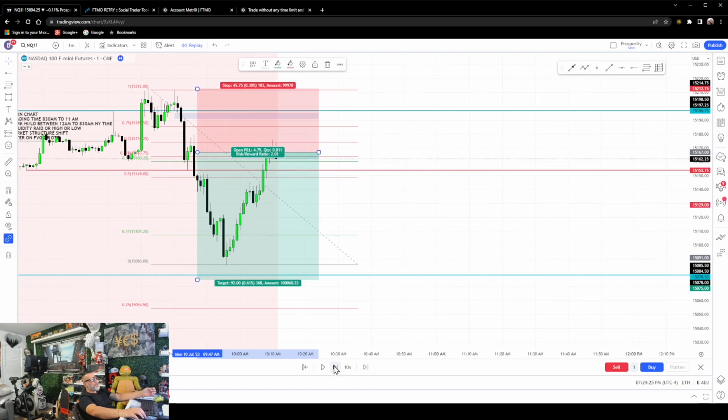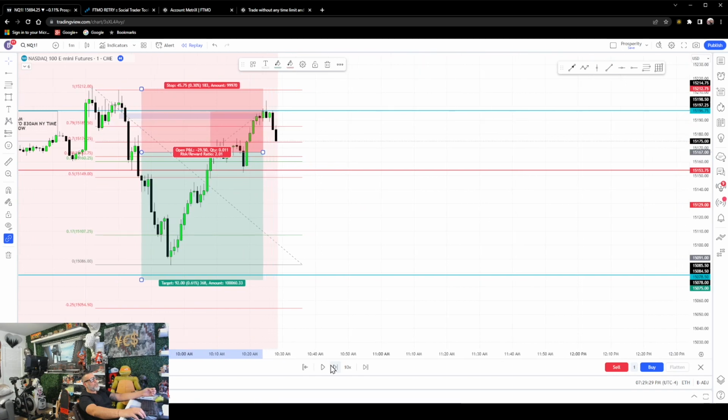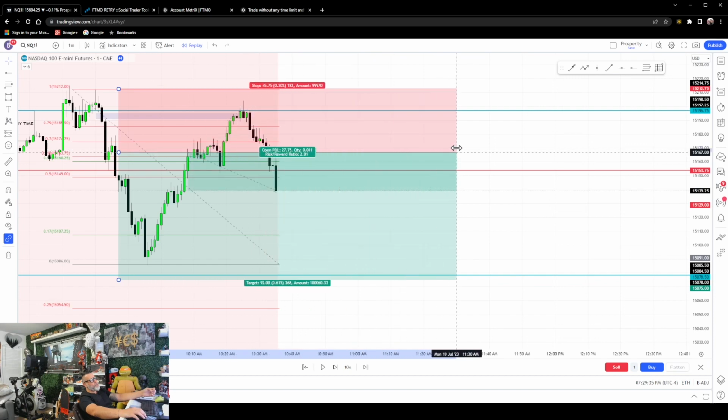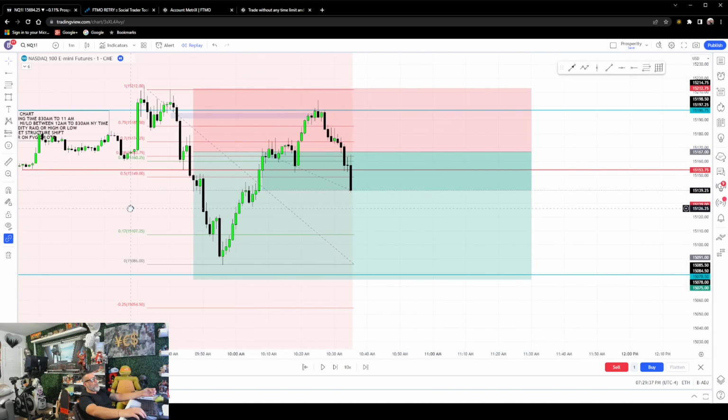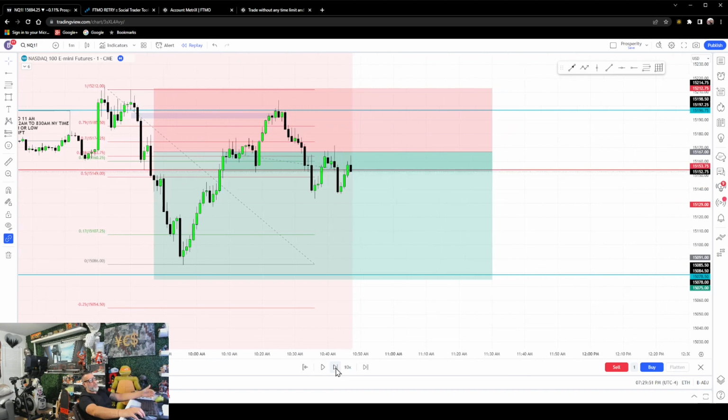So let's see, we get tagged in, and we actually get tagged into the fair value gap as well, right? So we're ultimately in the trade. My trading time is from 8:30 to 11. So we got into the trade in between that time frame. But even if the trade goes outside of that time frame, you still let it run to TP or stop loss, whichever way.